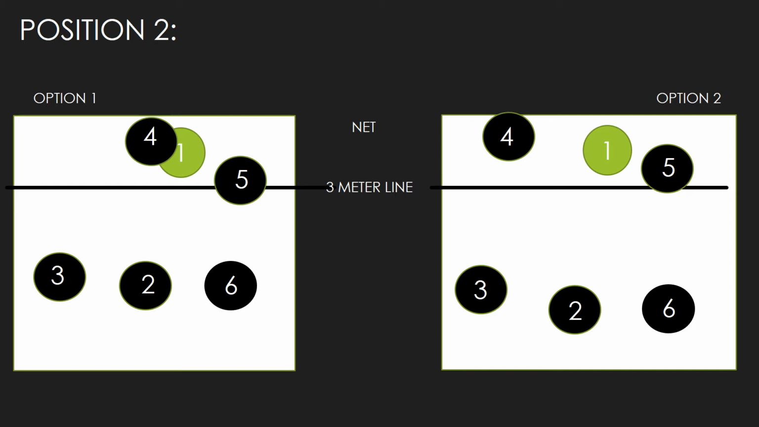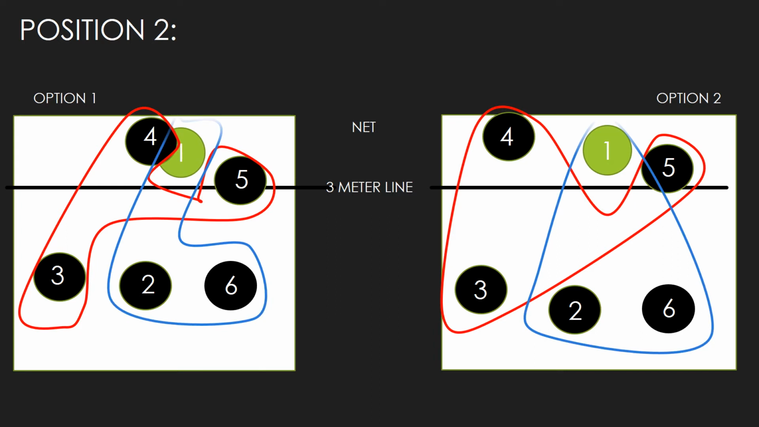When we rotate clockwise from position 1, now in position 2, our setter is middle back. And again, we have to remember who are our front row players and who are our back row players.